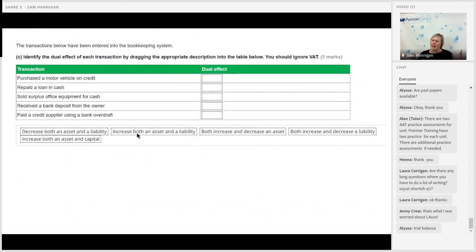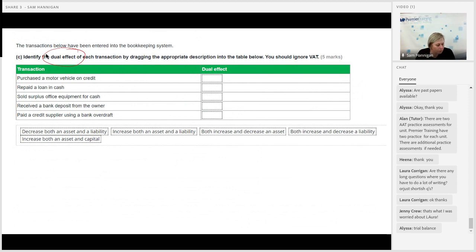Okay, this one, now this is the one that I suppose you've got to think about. It says, what's the dual effect? So that means what are the two effects that are going to happen. So if, for instance, I lent my daughter £10, yeah, I'm going to decrease my cash and I'm going to increase my asset because she owes me £10. Okay? That's what I mean by dual. What are the two effects that take place?